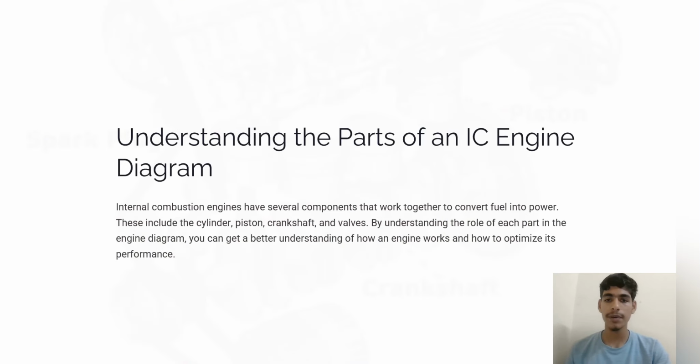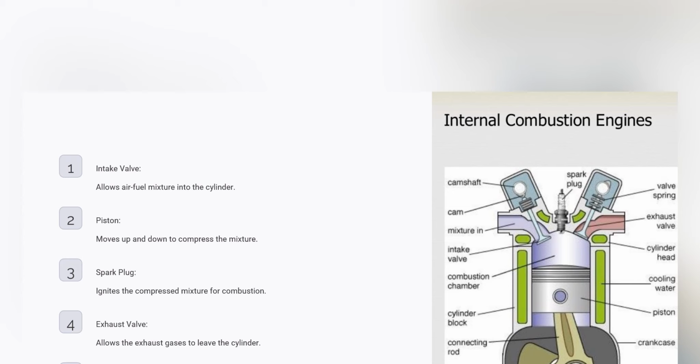Now, understanding the parts of an IC engine. Engine diagram. Internal combustion engines have several components that work together to convert fuel into power. These include the cylinder, piston, crankshaft, and valves. By understanding the role of each part in the engine diagram, you can get a better understanding of how an engine works and how to optimize the performance. Now we will study the internal combustion engine with the help of a diagram.